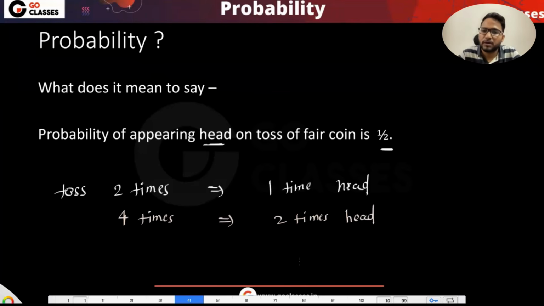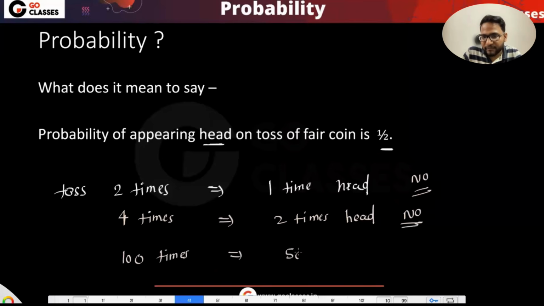Obviously no. Then what does it mean to say that probability is 1 by 2? If this answer is no and this answer is also no, then what does it mean to say that probability is 1 by 2? What about maybe 10 times or maybe 100 times? Are you guaranteed to get 50 times head? No, right? That's also not necessary. So what does it mean to say that the probability is 1 by 2?